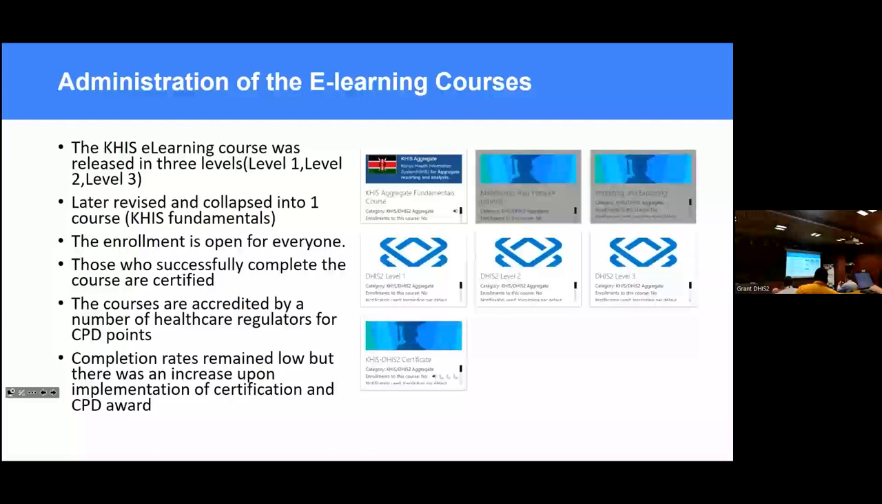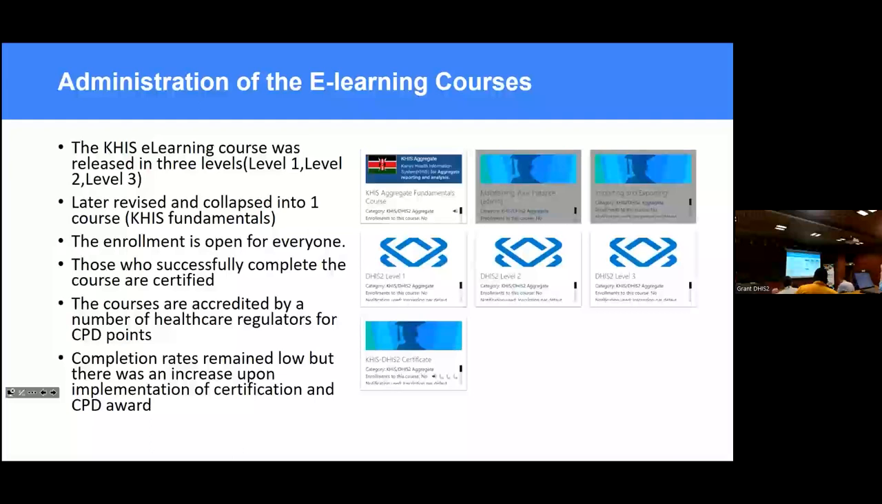So for administration of the e-learning courses, looking at KHIS, we have this rolled out at different levels. We have level 1, level 2, and level 3. And this is defined based on the competency framework, which really helps you identify your need, and it helps you identify your strength, and it helps you identify what you really need to build up on. So if you're competent in level 1, you can go ahead to take level 3, or you can go ahead to take level 2. So it is not restricted that you must do level 1.